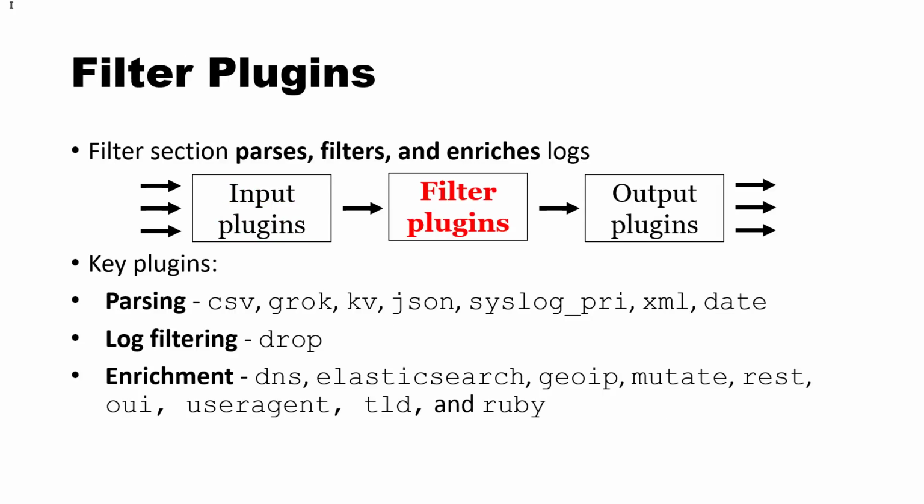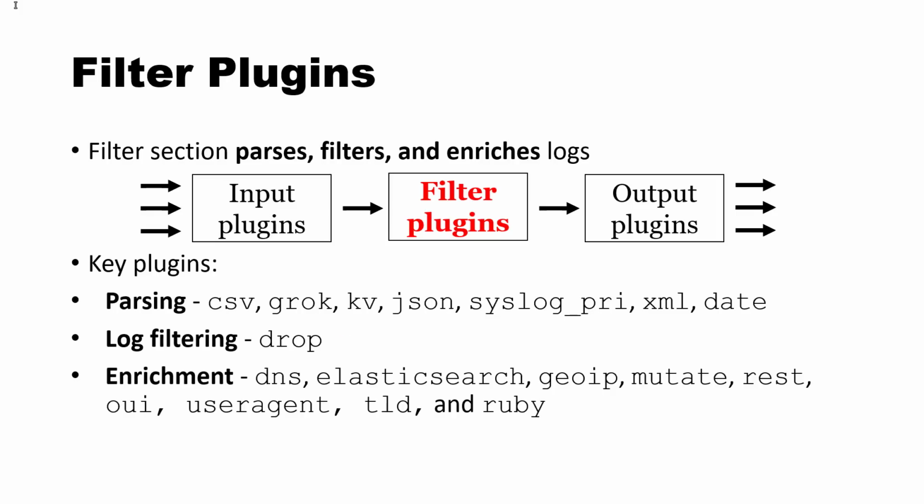For filter plugins, the main ones you will probably run into: CSV, Grok, which is a way of doing regular expressions, key value pairs, JSON, and then you can do a Syslog PRI, which will parse out the little angle brackets in the front that tell you a facility and severity, XML, date, things like that.